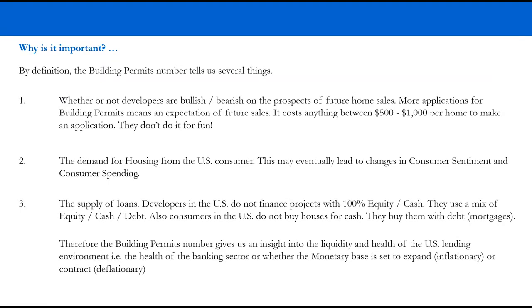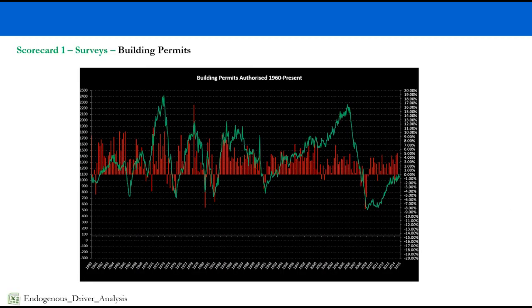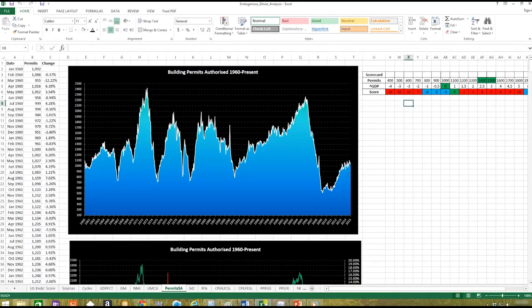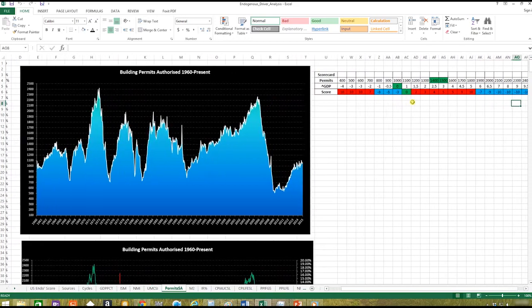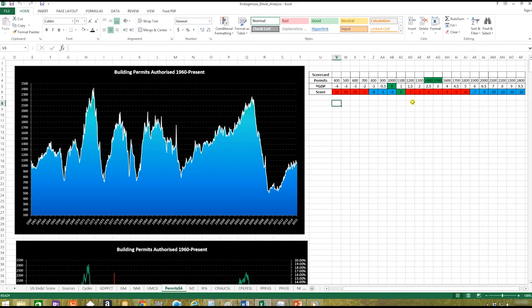Now we can go over to the spreadsheet, endogenous driver analysis, and we can take a closer look at building permits when we're looking at GDP and building permits in terms of gauging inflation or deflation. So if we go out of the presentation here and we head over to the spreadsheet, you want to make sure that you're in the Permits SA tab, and we have our data, our charts, and our scorecard.